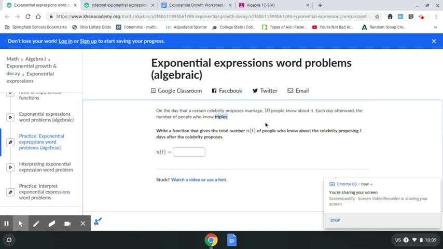This is not an example of exponential growth based on a percentage growth. It's not greater than 100%. This one's giving you an actual growth factor. It tells you that it triples.